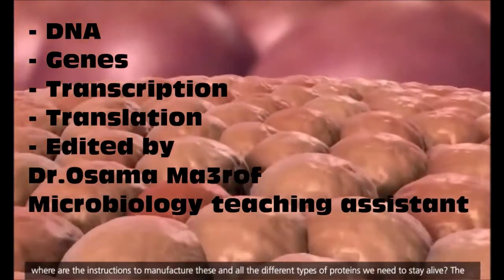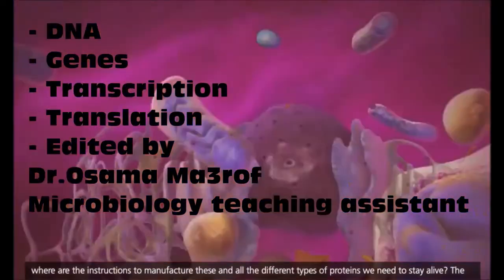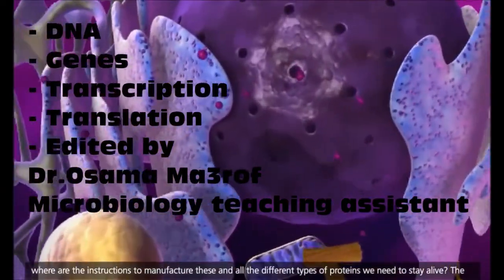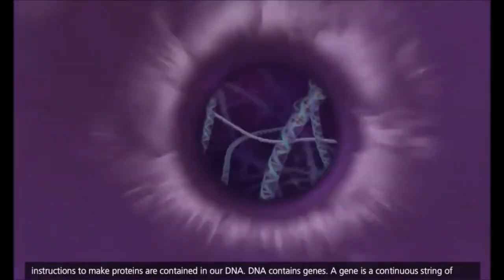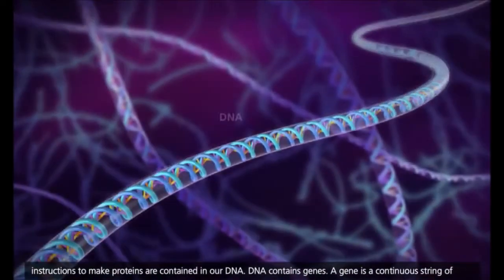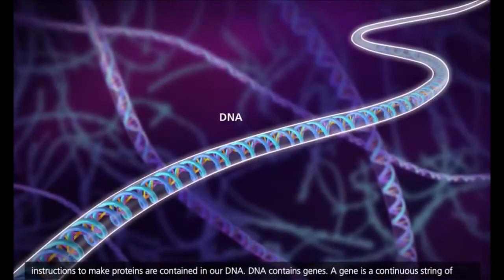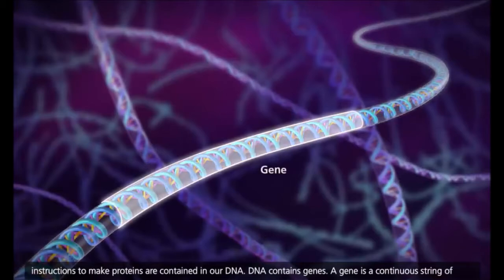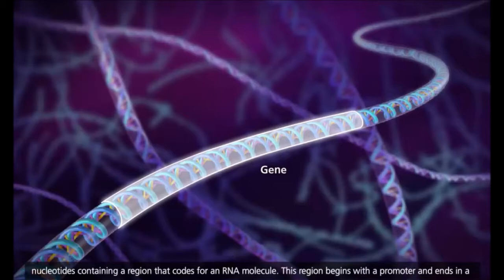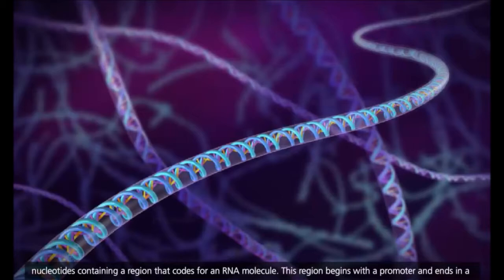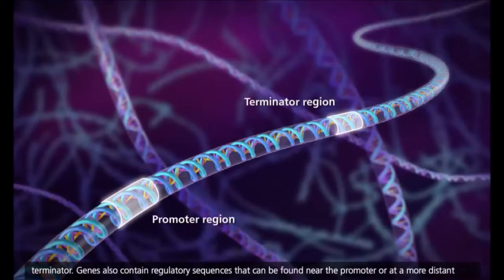And where are the instructions to manufacture these and all the different types of proteins we need to stay alive? The instructions to make proteins are contained in our DNA. DNA contains genes. A gene is a continuous string of nucleotides containing a region that codes for an RNA molecule. This region begins with a promoter and ends in a terminator.